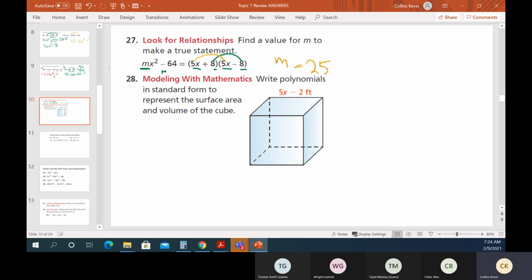So since the two are equal, we figured out that if we did positive 8 and negative 8, that gave me minus 64. And if I do 5x and 5x, I get 25x squared. This just has the x squared, so that means the m has to be 25. Make sense?